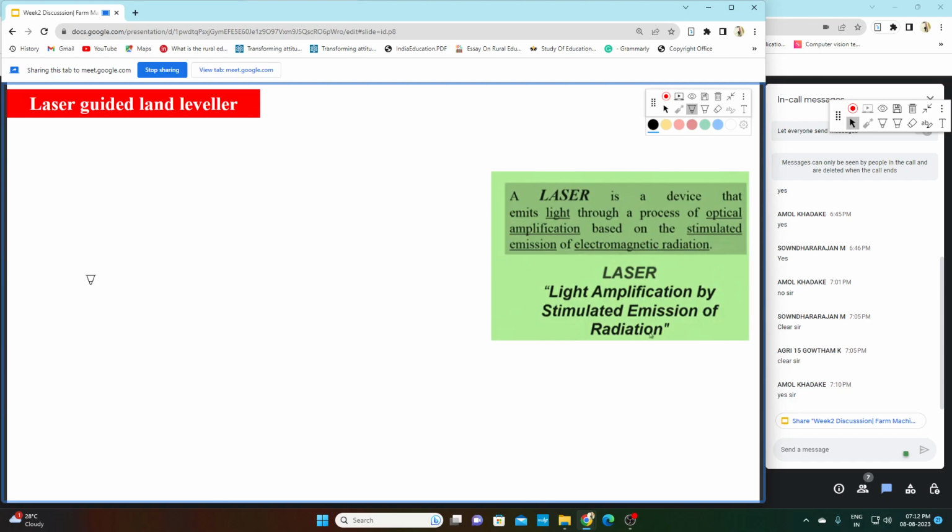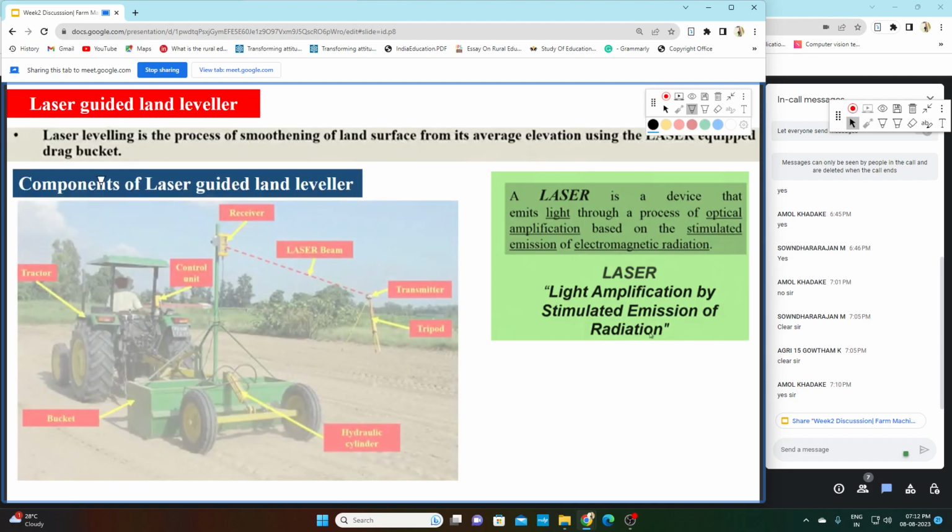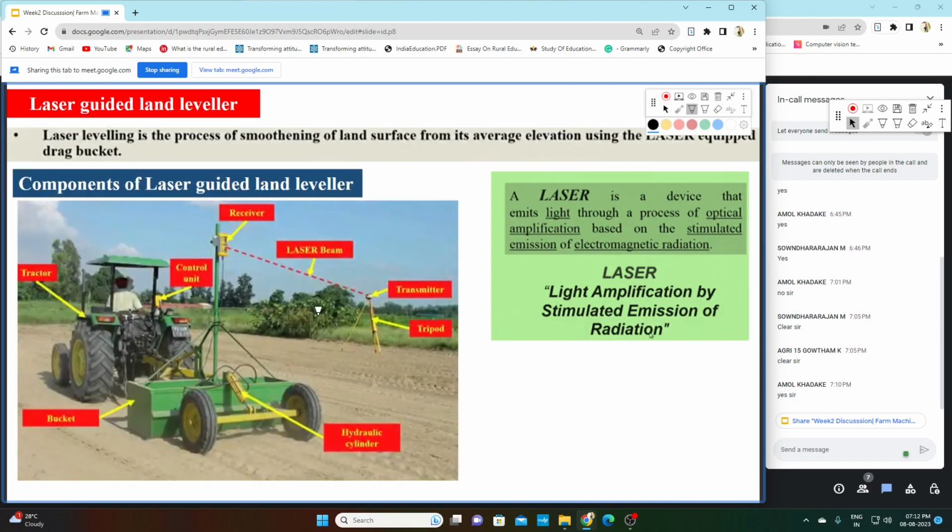So what is a laser? You must have heard about laser. The full form of laser is light amplification by stimulated emission of radiation, okay. So a laser is a device that emits light through a process of optical amplification based on stimulated emission of electromagnetic radiation. So that is the definition of laser. Now the equipment that we are using is the laser guided land leveler, okay.